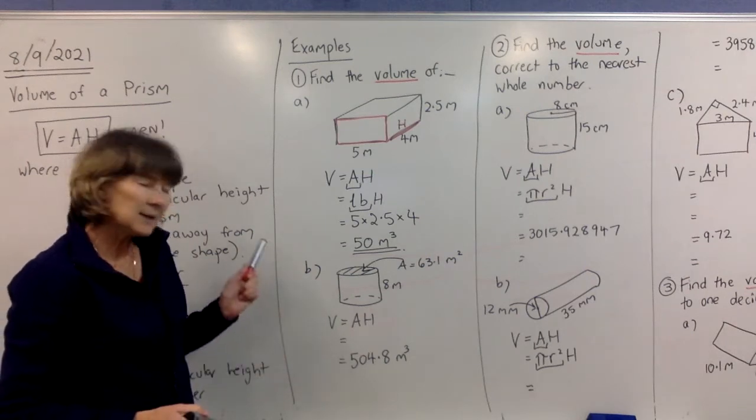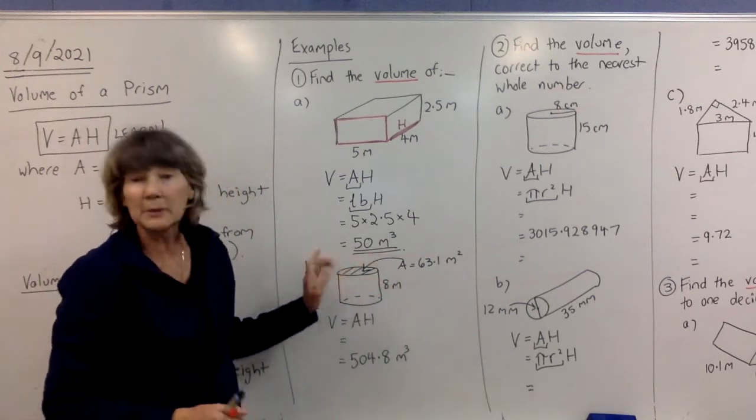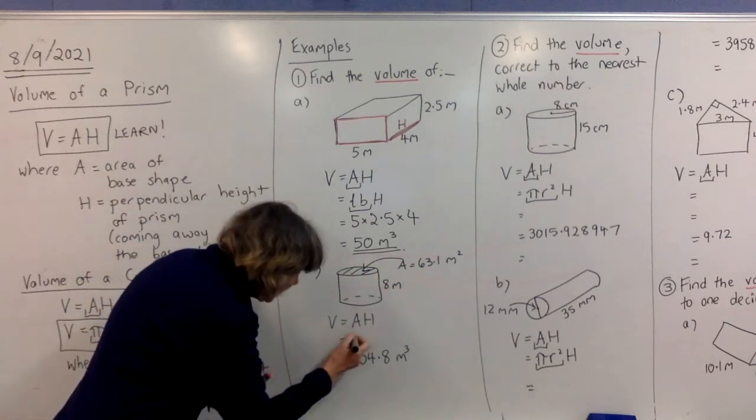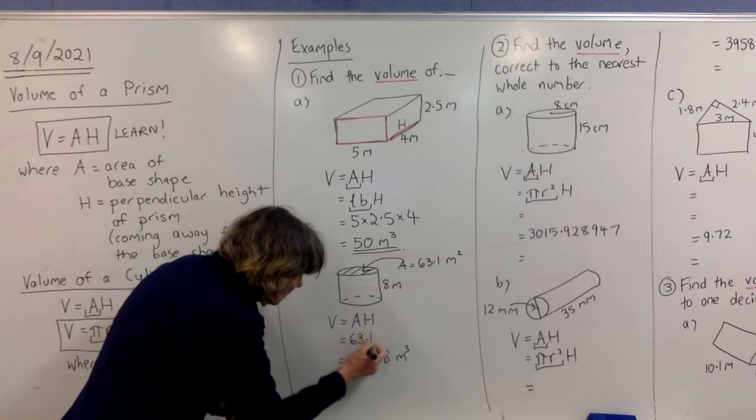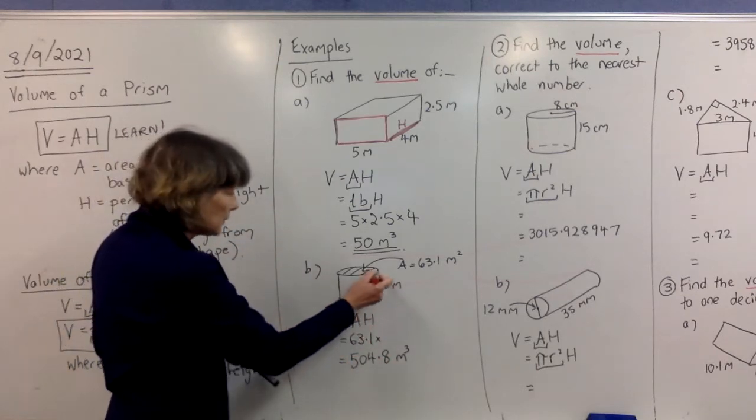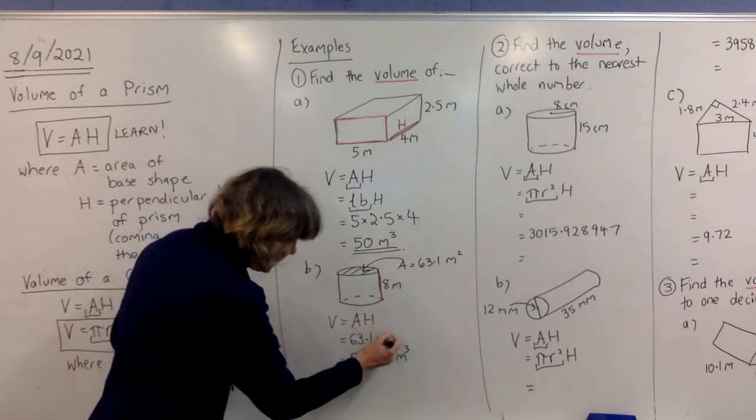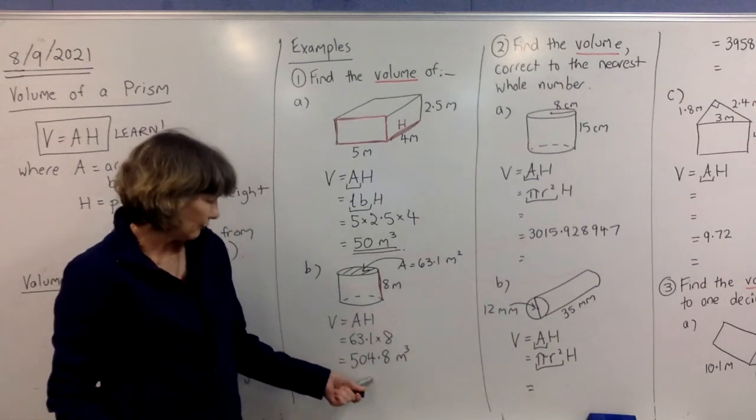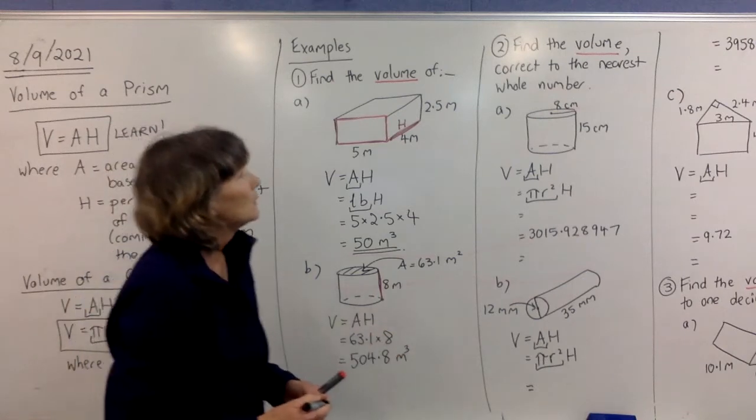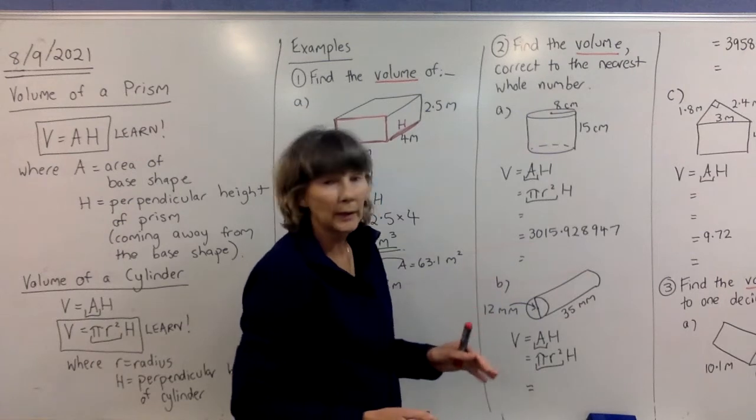All right, with the cylinder, we're starting with our formula V equals AH. Now, in this particular case, they have given you the area of that base shape, so you don't need to work that out. So we're just going to put the A straight in here for A. Then we're going to times by the height of the prism, which comes away from your base shape. So your height is 8. And if you put that in your calculator, you get 504.8 metres cubed for volume.